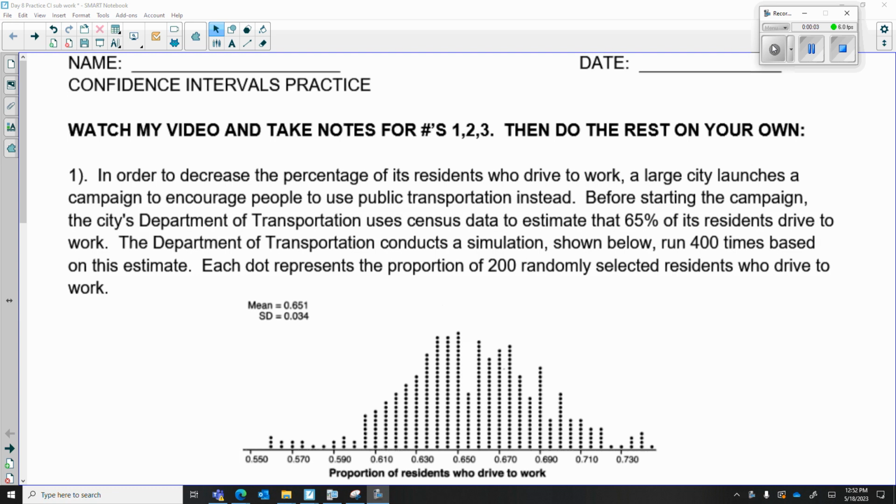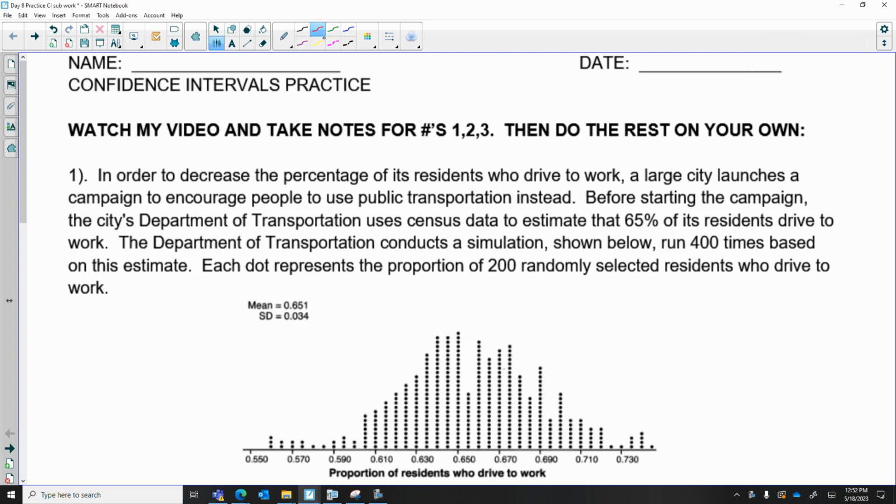Hey everyone, we're going to review how to do confidence intervals in the form of the Regents questions. We're just going to specifically clarify how to make conclusions from our interval. So we are going to do a few together on this video, and then for the remainder of the period, you're going to do the rest of these on your own.